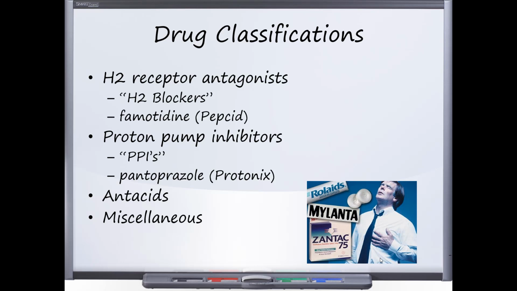So there's a wide variety of both prescription and over-the-counter drugs that are available to help suppress acid secretion. These drugs fall into three primary classes and then one, what we kind of call a miscellaneous group, because it really doesn't fit anything else. So you've got your H2 blockers, which are your H2 receptor antagonists, your proton pump inhibitors, your antacids, and then the category of miscellaneous.